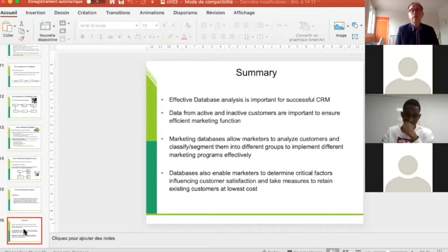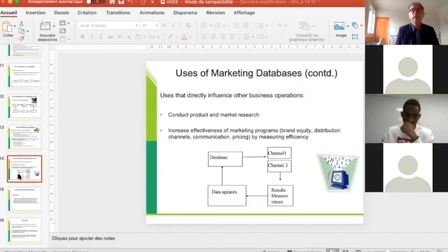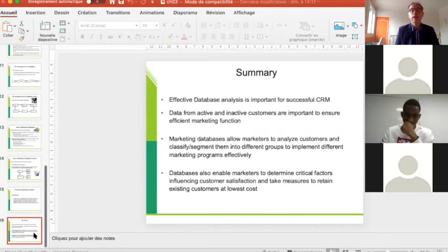Finally, databases also enable marketers to determine critical factors influencing customer satisfaction, so you can measure actually, as we have seen, which campaign, which channel, which type of promotion best fits your customers. You can learn about that, and then you can apply that in order to improve marketing efficiency, customer satisfaction, and in order to take measures to retain customers at the lowest cost.